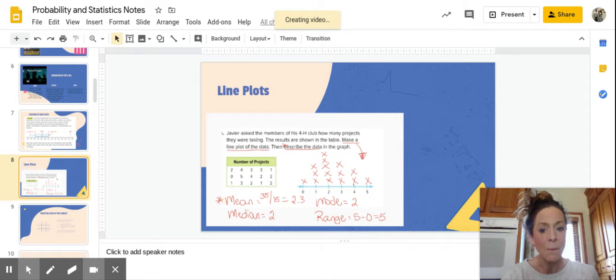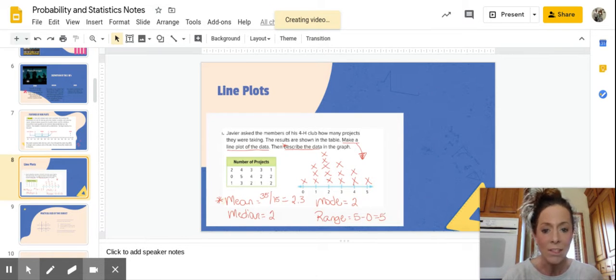However, in my table, I have 3 ones. So I put 3 separate X's and I stack them on top of each other to indicate there are 3 separate X's. Then when you're done, you can describe the data. It kind of organizes it and makes it easier to understand.